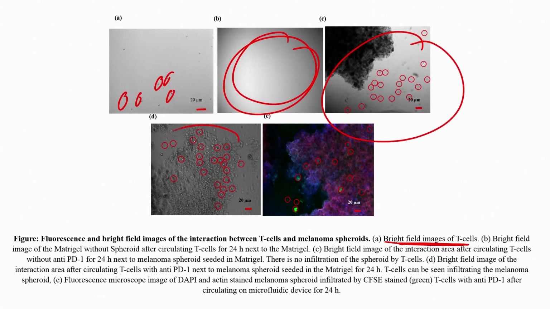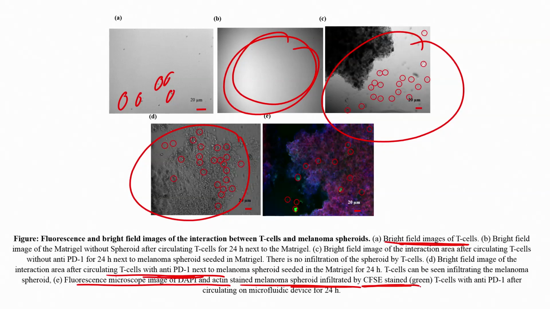D shows the bright field image here of interaction after circulating T cells with anti-PD1 next to melanoma. So, what we see is that the T cells enter the melanoma if you use anti-PD1, right. You block the immune checkpoint on T cells, which will cause T cells to go nearby the tumor and start killing the tumor. Finally, what we see in E is a fluorescence microscope image of DAPI and actin stain melanoma spheroid infiltrated by CFSE stain, which is T cells with anti-PD1, after circulating on the microfluidic device, right.